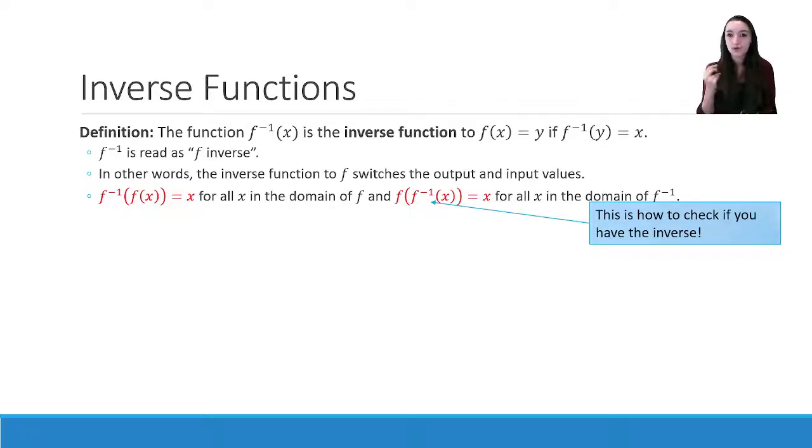So it should work both ways. Really, if you check it one way, it should always work the other way. That's just how it works. But to really verify, to prove, you should be checking both directions: both f of f inverse and f inverse of f.